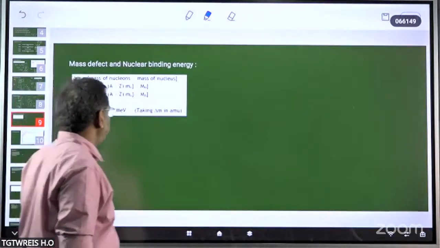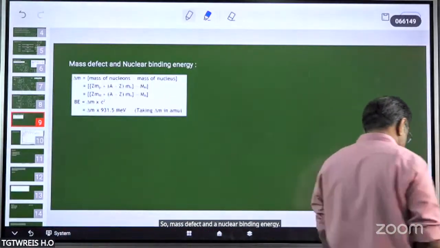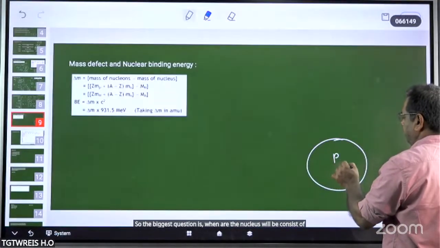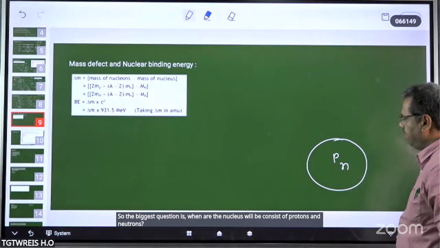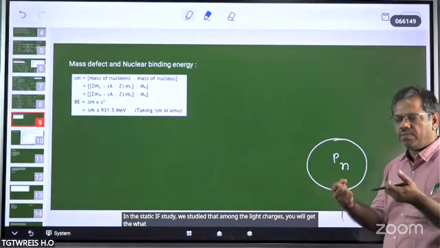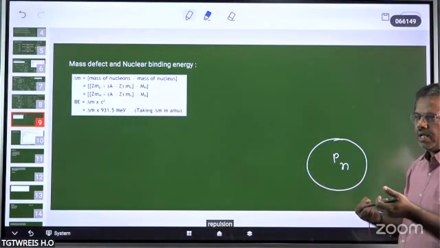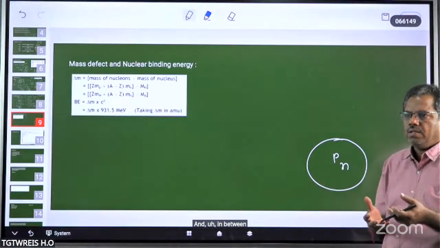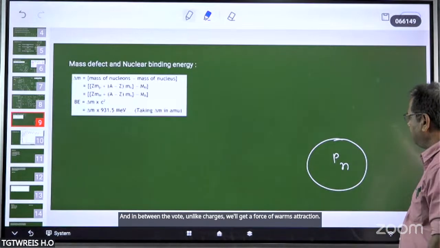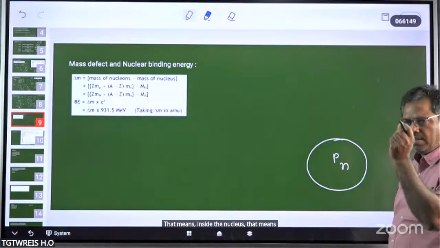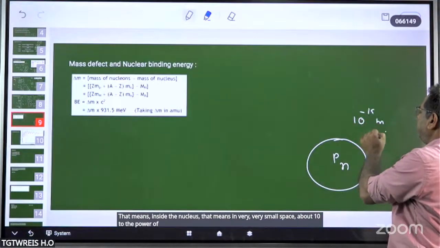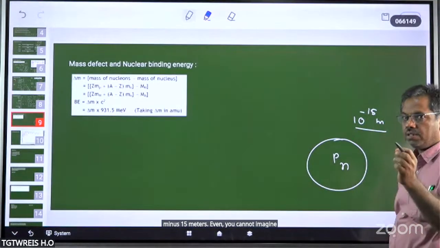Chalo. Mass defect and nuclear binding energy. So the biggest question is, the nucleus consists of protons and neutrons. In static electricity, we studied that among like charges we get a force of repulsion, and between unlike charges we get a force of attraction. That means inside the nucleus, in a very, very small space of about 10 to the power of minus 15 meter, you cannot even imagine that small a space.